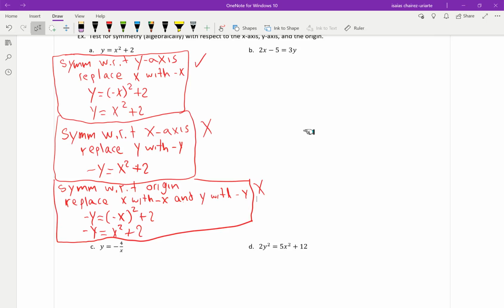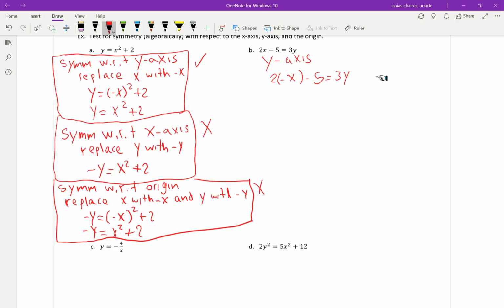Okay, so hopefully you've tried this and you've determined what type of symmetry we're dealing with here. So I'm going to do my tests for symmetry. I'm going to begin by testing the y-axis. So y-axis symmetry. In order to test for symmetry about the y-axis, what we said is we replace our x's with negative x. So then that looks like this: 2 times negative x minus 5 equals 3y.